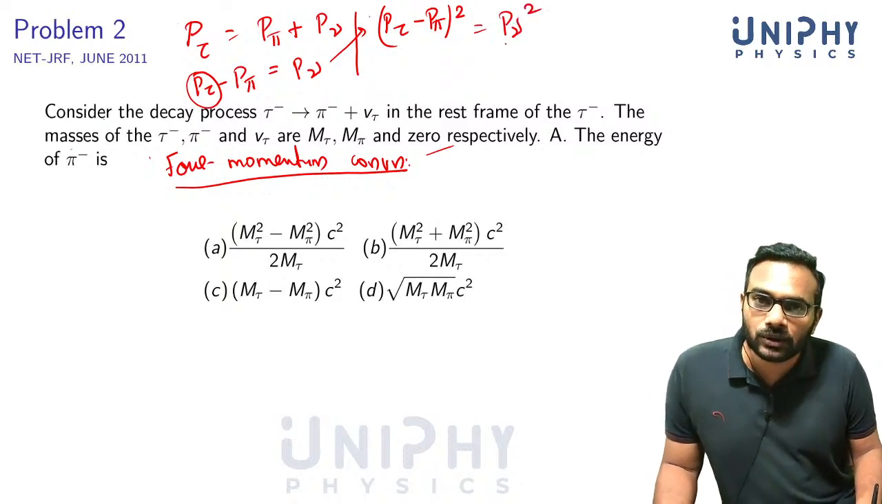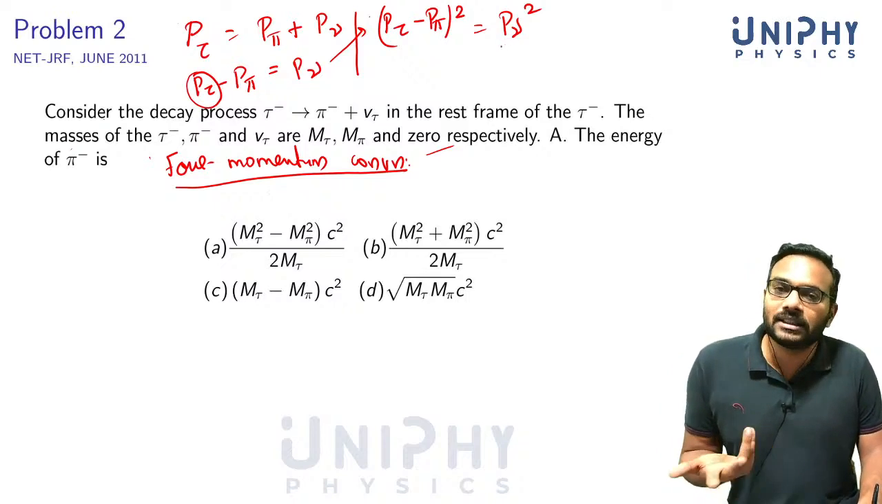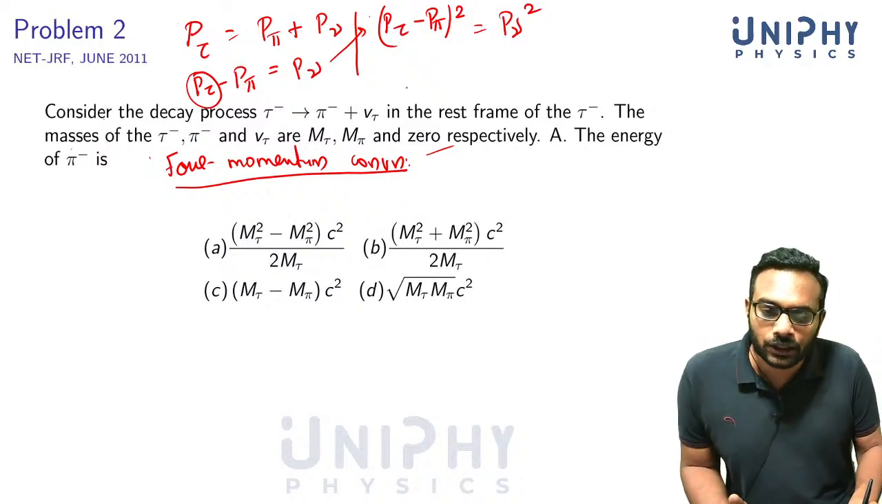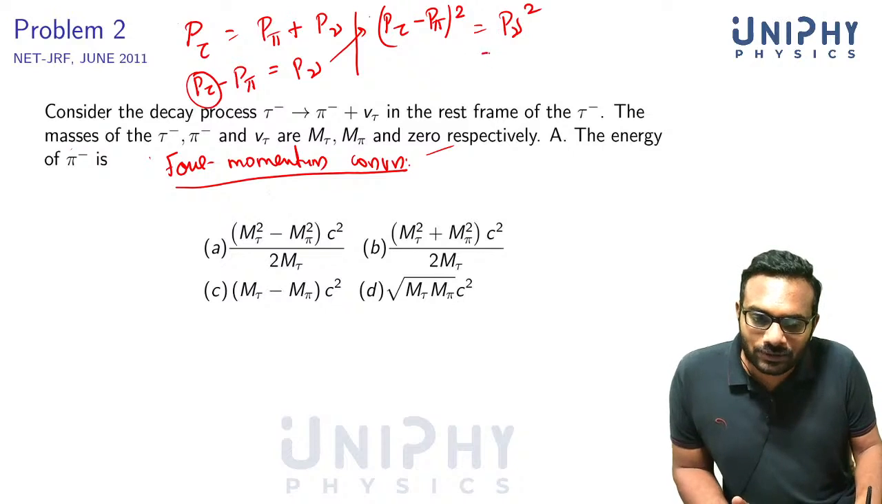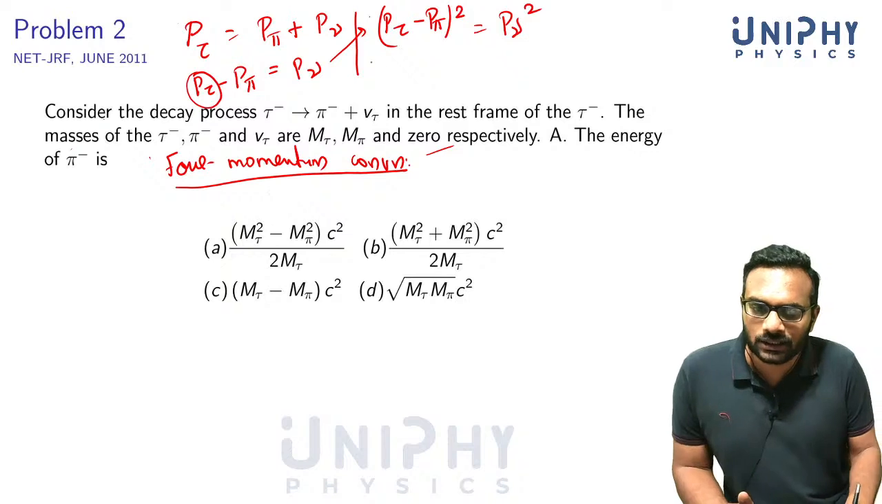And what's p nu square? We said that p square is equal to m square c square, and for the neutrino, p square is equal to m square, and neutrino mass is 0. We are taking the neutrino mass as 0. Right? So we immediately get on the right hand side 0. That's very convenient.